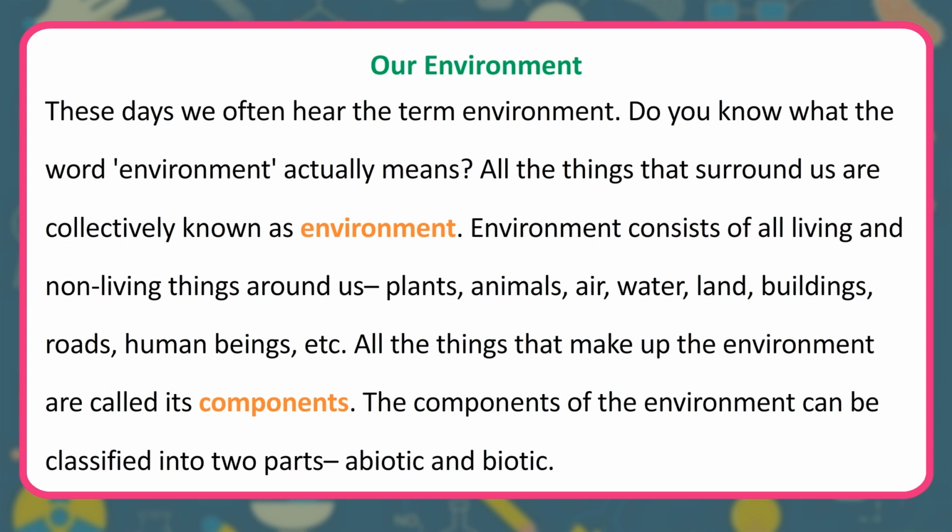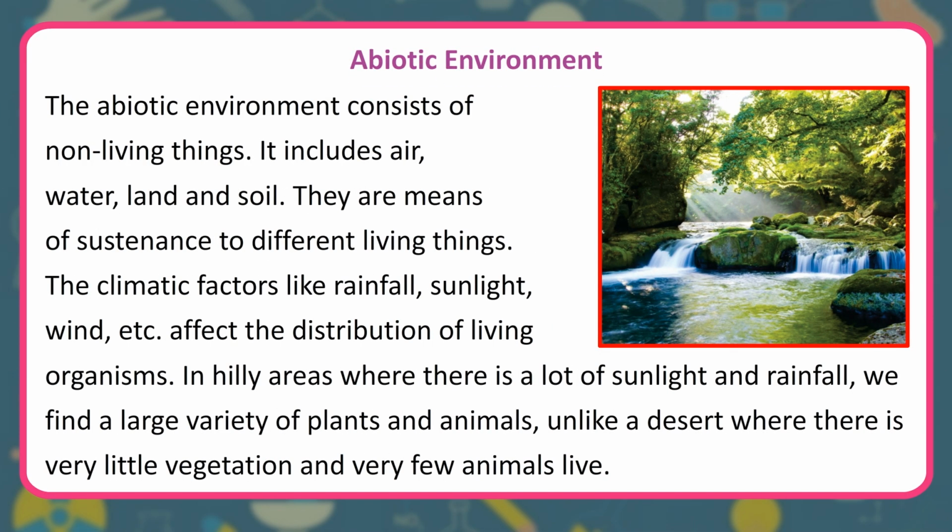The components of the environment can be classified into two parts: abiotic and biotic. Abiotic environment. The abiotic environment consists of non-living things. It includes air, water, land and soil. They are means of sustenance to different living things.